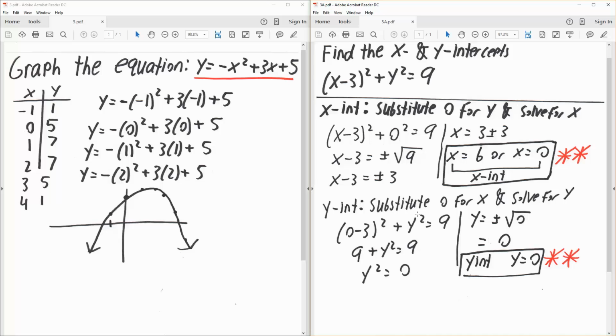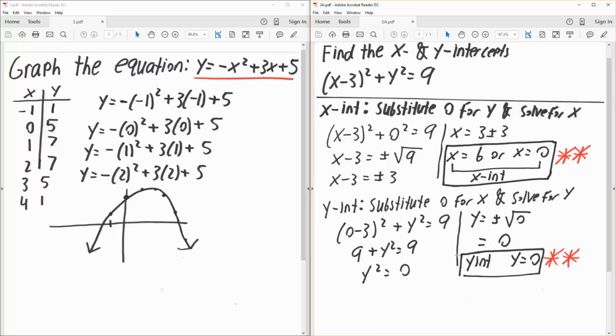9 plus y squared is equal to 9. And so we would get y squared is equal to 0. 9 minus 9 is 0. And so it would be y is equal to plus or minus the square root of 0. The square root of 0 is 0. So our y-intercept is y is equal to 0.